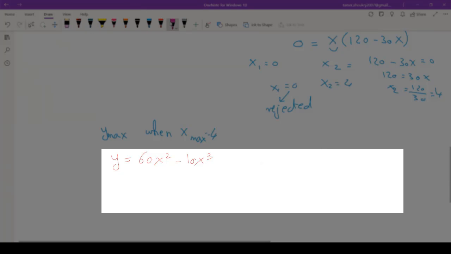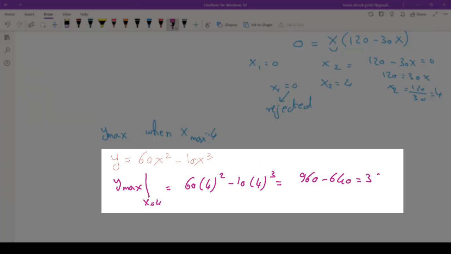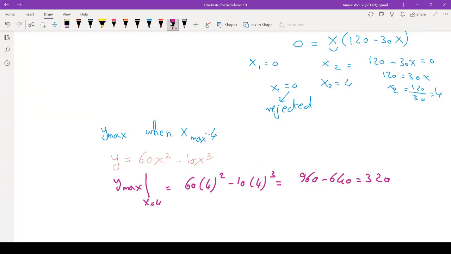So y maximum will occur at x equal to 4. So we are going to substitute here by x equal to 4: minus 10 times 4 to the power 3. If you put this on the calculator, you are going to get 960 minus 640, which is equal to 320. So the answer is 320. This is the maximum value of y.